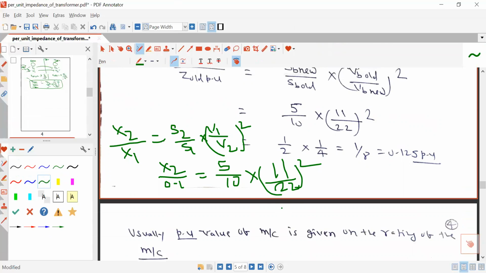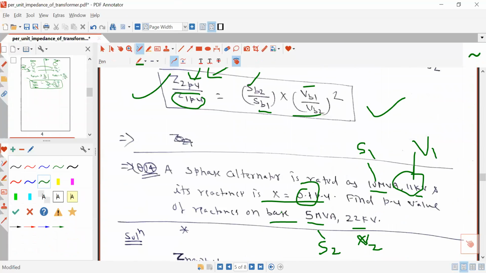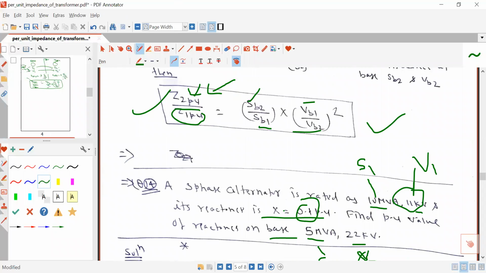So these are the simple problems which I have discussed in this lecture. Now, in the next lecture, I will discuss some advantages of the per unit system. Why is the per unit system desirable? Why is the per unit system required for the analysis of power systems? What are the various advantages of the per unit system? I will cover these contents in the next lecture.